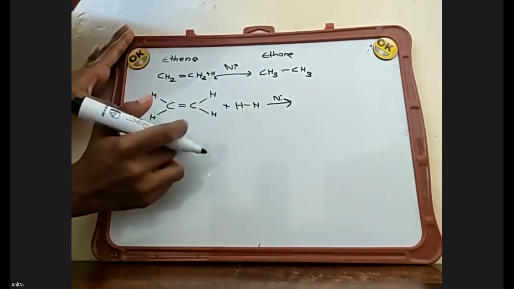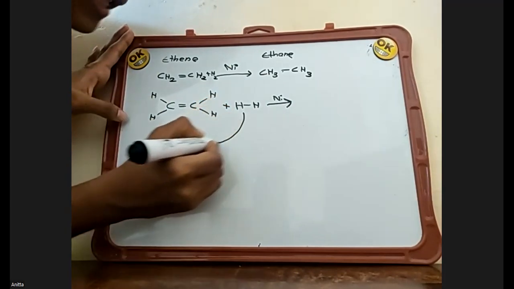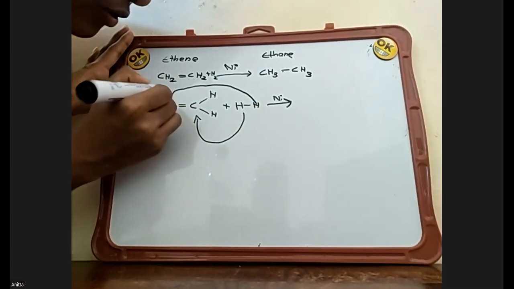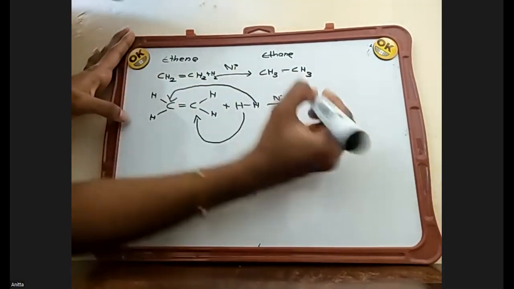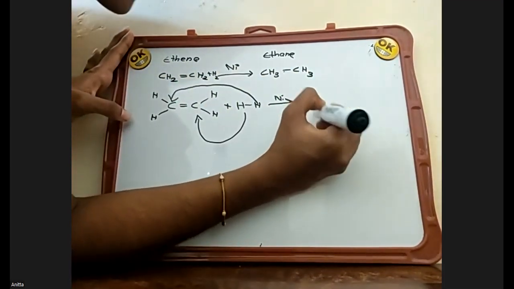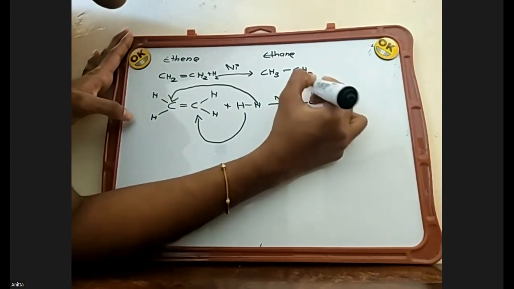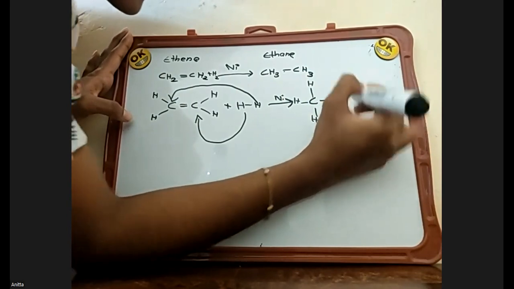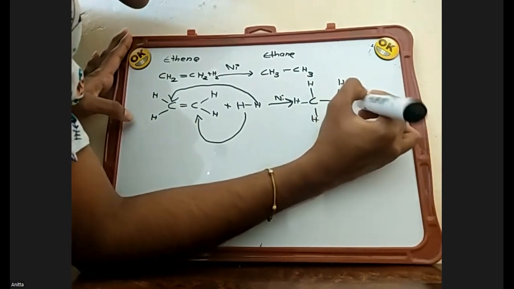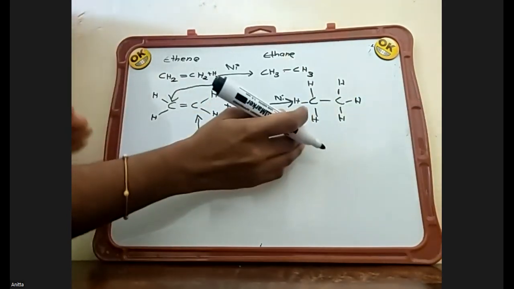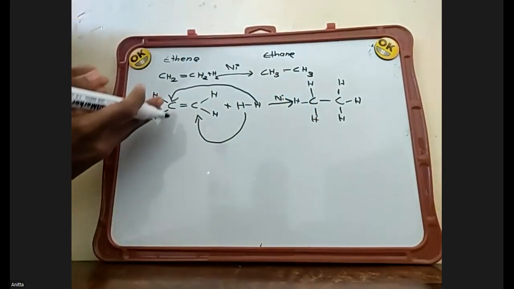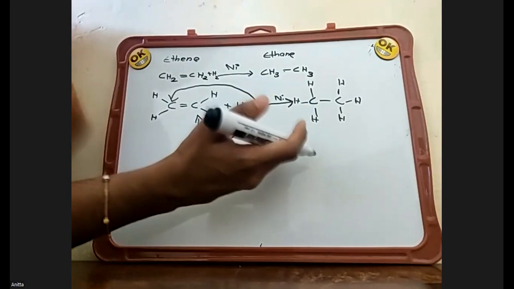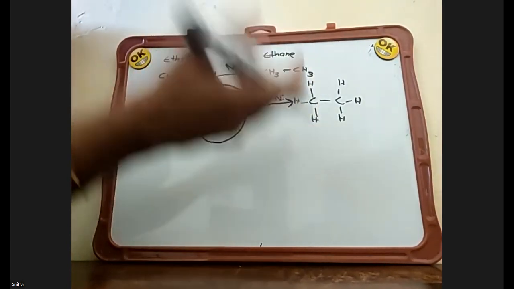It is an adding of hydrogen. So hydrogen is added. One hydrogen is added in this side and other hydrogen is added into this side. So we write as carbon with 3 hydrogen and other carbon with 3 hydrogen. So this is an ethane form. So ethene is an unsaturated hydrocarbon. It's converted into saturated, when ethane is a saturated hydrocarbon.